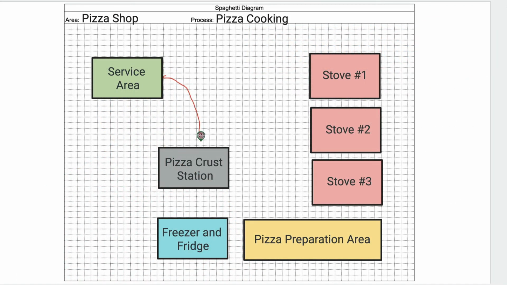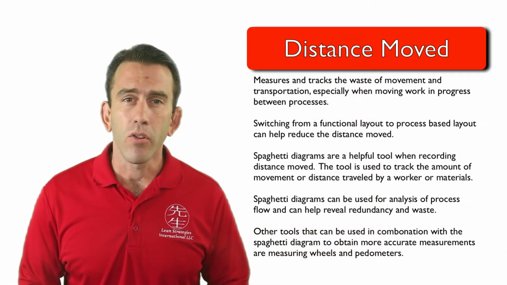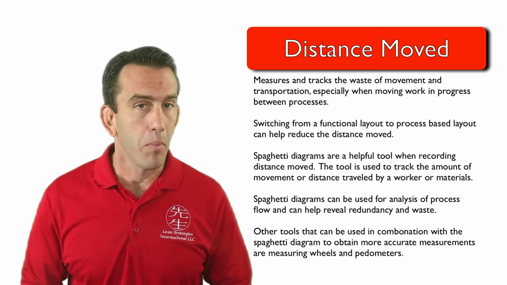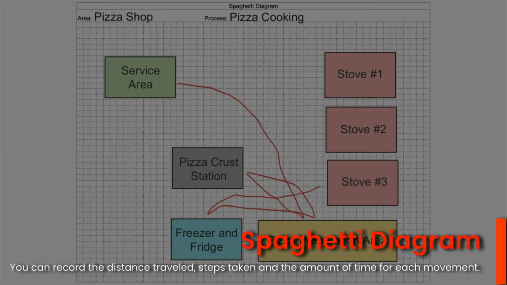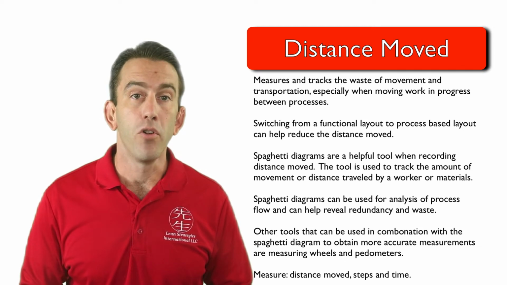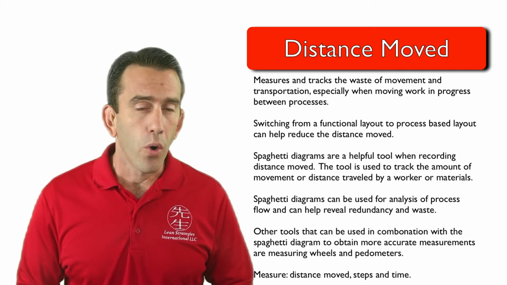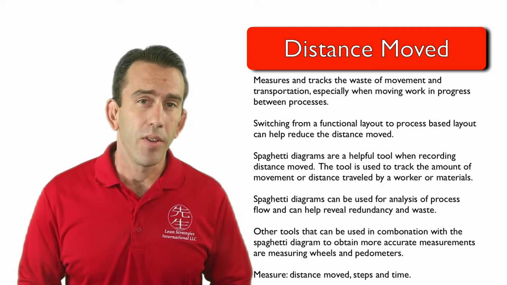Once this is done, each movement is recorded in a spaghetti noodle-like manner with separate lines for each movement. As noted earlier, for more accurate measurements, you can ask staff to wear pedometers, or tools like a measuring wheel can be used. You should record the distance traveled, steps taken, and the amount of time for each movement. All of these can be used as measurements to improve on. For example, lowering the number of steps an employee takes, less time, or less distance.